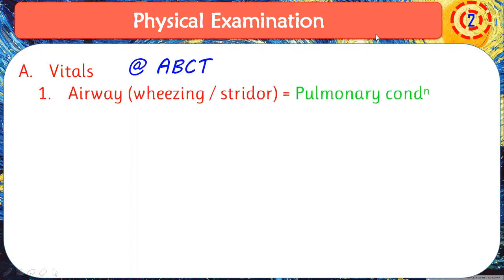If there are signs of wheezing or stridor or a narrowed airway, then we have to consider a pulmonary condition as a cause of dyspnea.